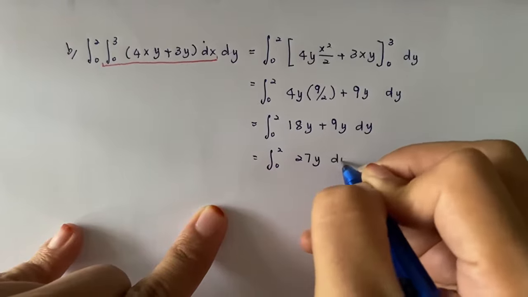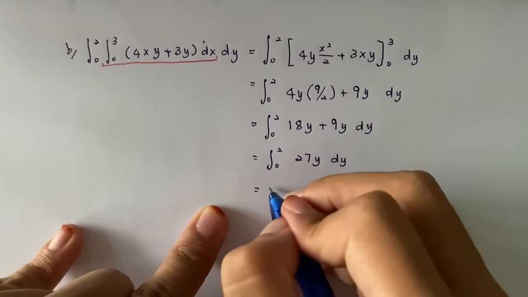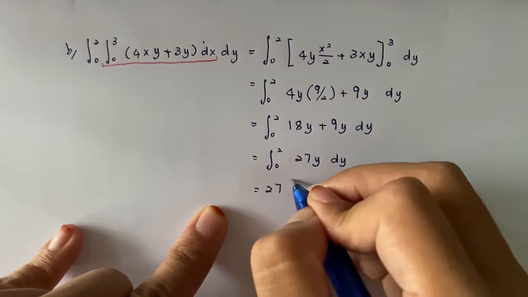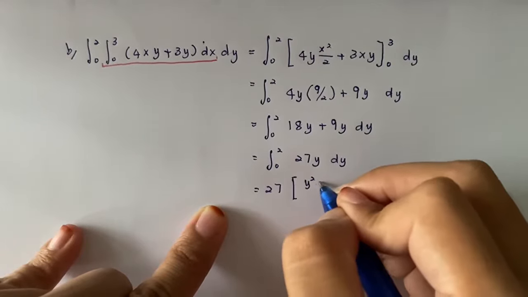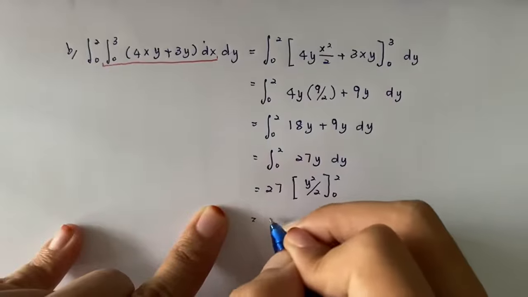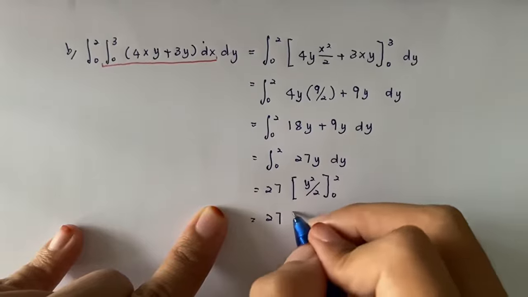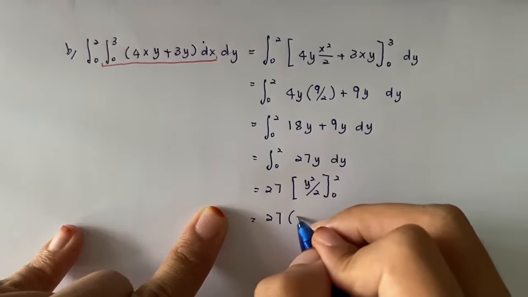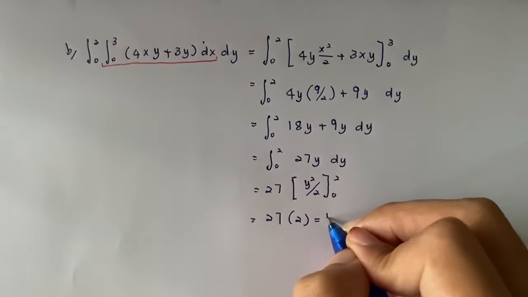And 18 plus 9 is equal to 27y dy. Using the properties, you can take out the 27, so you have to do the integration for y. Integration for y is y squared over 2, from 0 to 2. Substitute the limit, you have 2 squared, which is 4, divided by 2, equal to 2. 27 multiplied by 2 is 54.